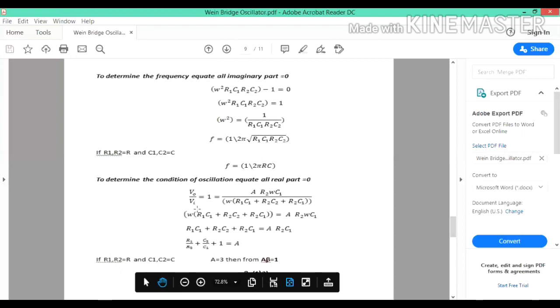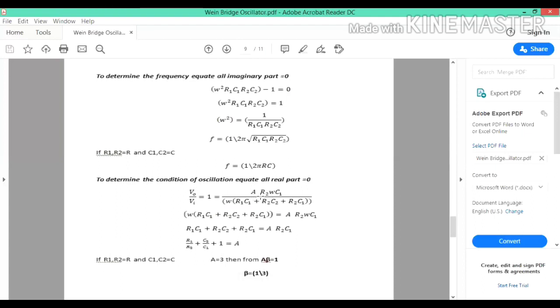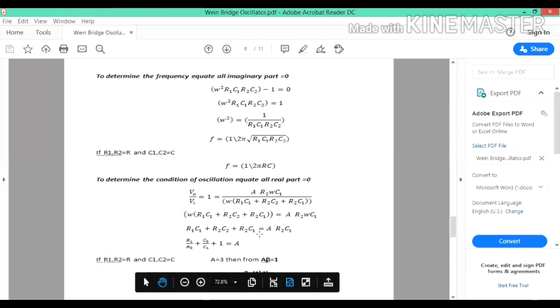So V naught divided by Vi, that is equal to 1, is equal to the remaining values of A R2 omega C1 divided by omega R1 C1 plus R2 C2 plus R2 C1. Now, by multiplying and interchanging the terms with respect to 1, you can get the simplified values like this: R2, R1 C1 plus R2 C2 plus R2 C1 is equal to A R2 divided by 1. And finally, you divide all the RC combinations with respect to R2 C1. You can get the gain value as 3.